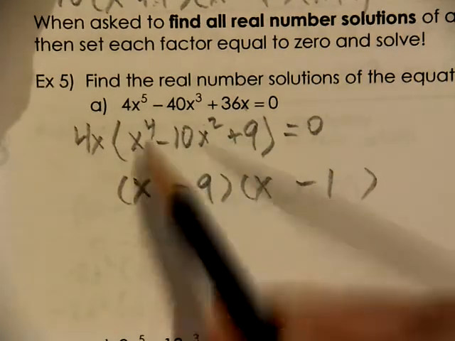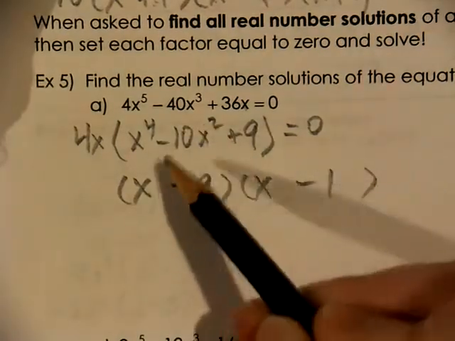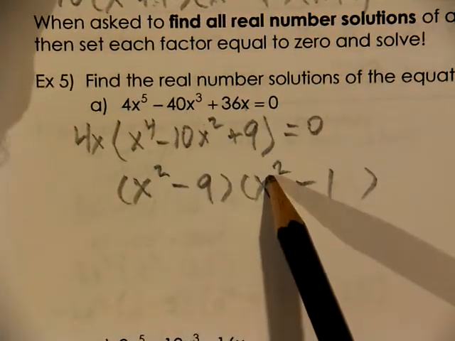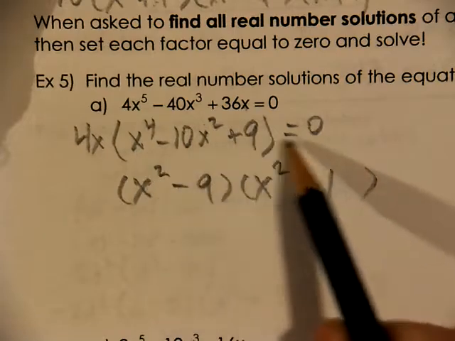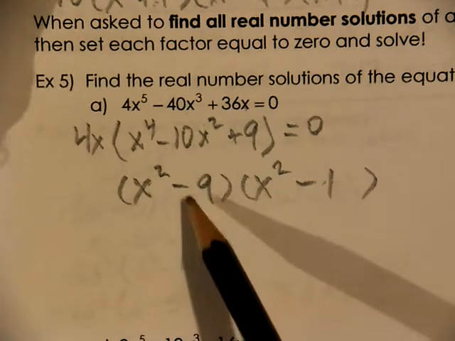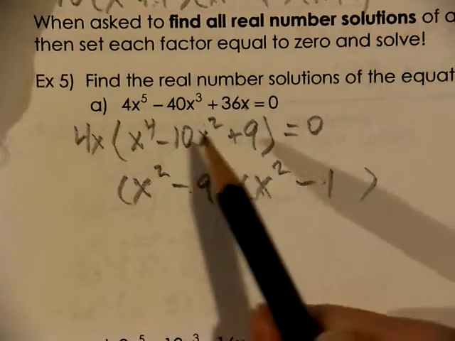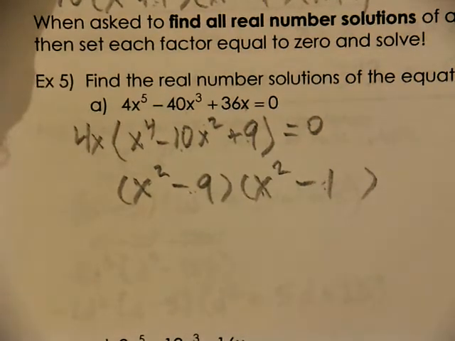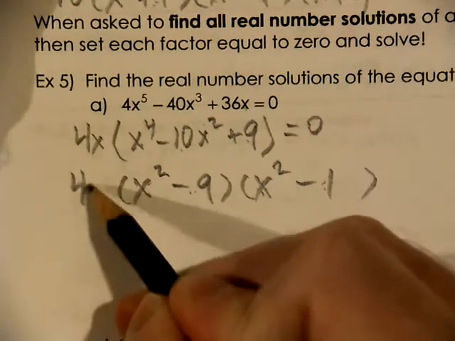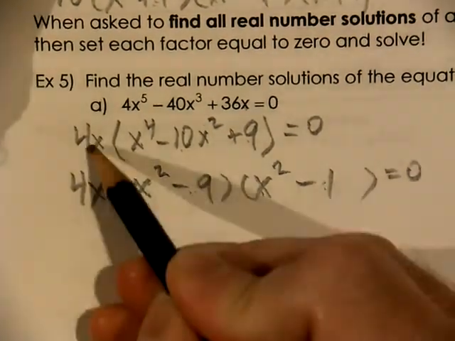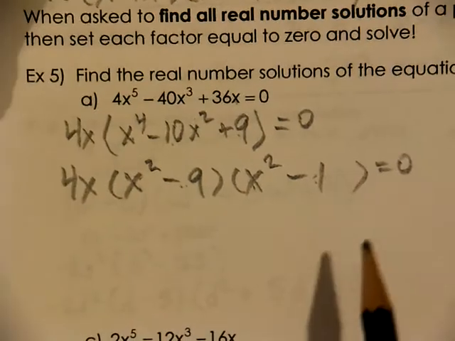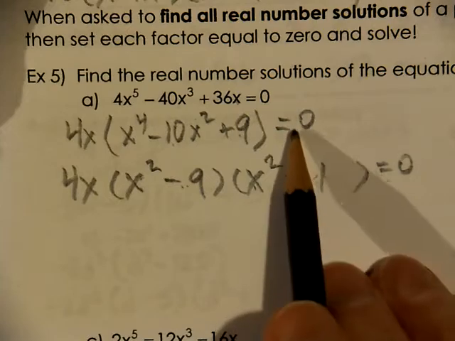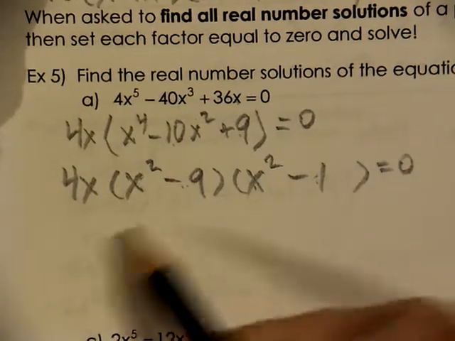But we need x to the 4th. We need it to add to be x squared. So we need these to be squares. x squared and x squared gives you x to the 4th. Negative 1 and negative 9 adds to be negative 10 and multiplies to be positive 9. Don't forget to bring down your 4x. So since this equals 0, we can keep the 0 coming all the way through.